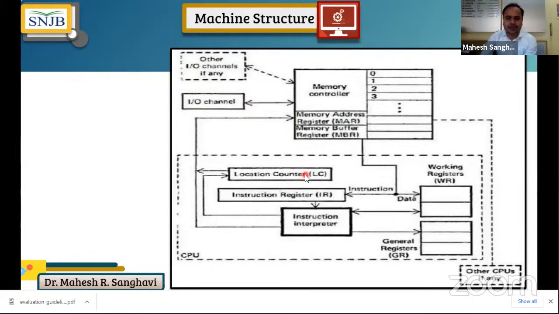Next is the location counter. We all are aware that the location counter is actually pointing to the next instruction, and that is the reason it is moving towards the memory address register, because the memory address register will actually point to the physical address, and that is important here.